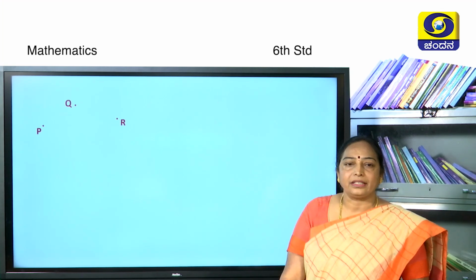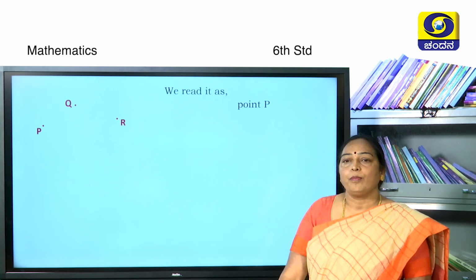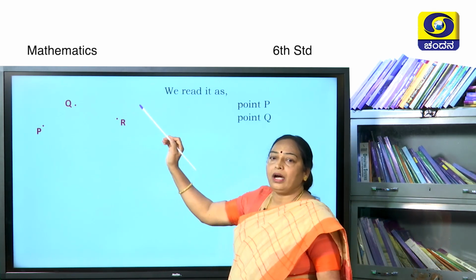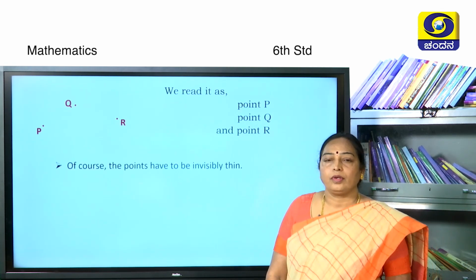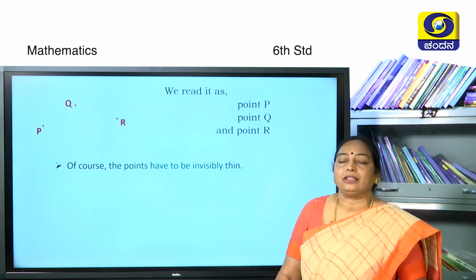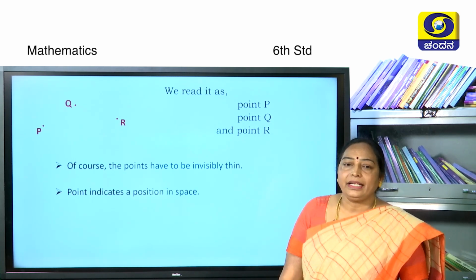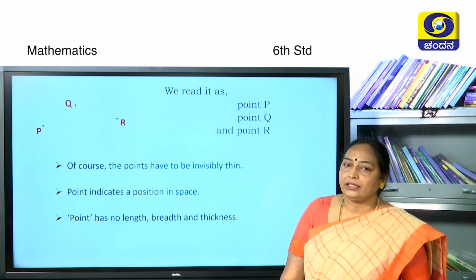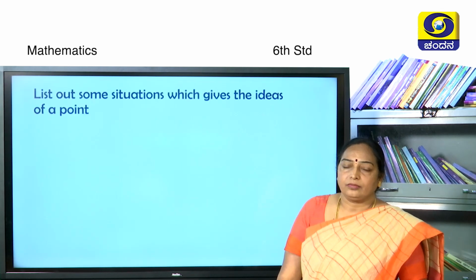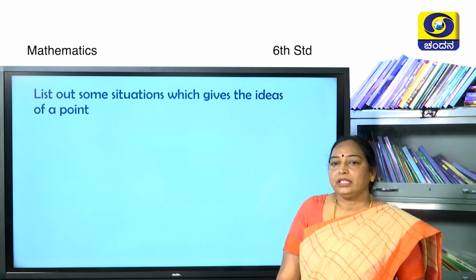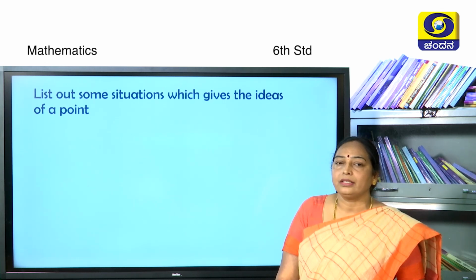Look at these points. How do we read it? We read it as point P, point Q, point R. Of course, the points have to be invisibly very thin. Point indicates a position in space. Point has no length, no breadth and no thickness. Children, can you list out some situations which give the idea of a point?